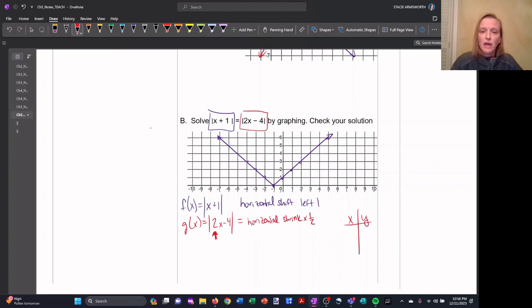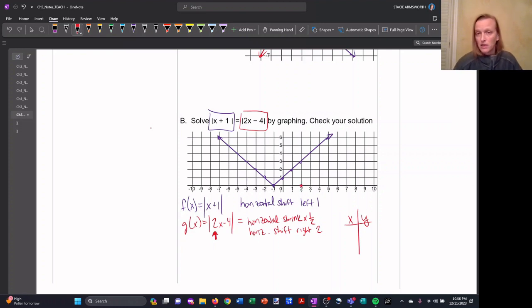And there will be a horizontal shift to the right, but it will not be a shift of 4 because we're multiplying by 2. This is actually going to end up being a shift to the right of 2. Our vertex will be here.